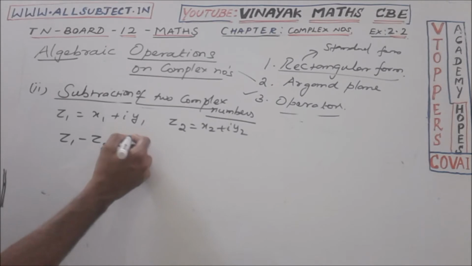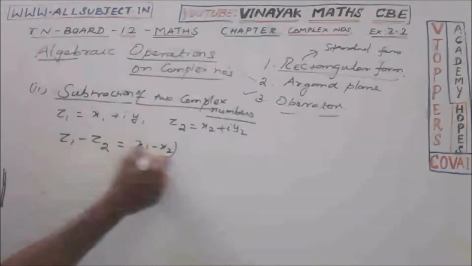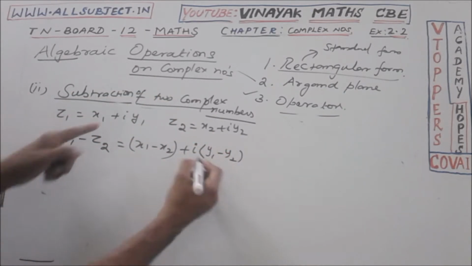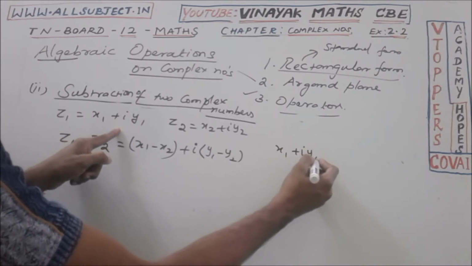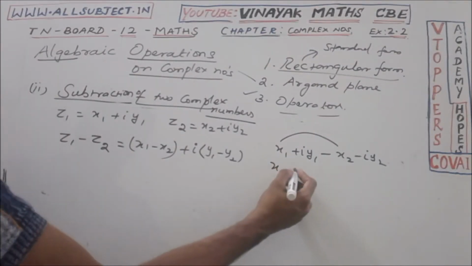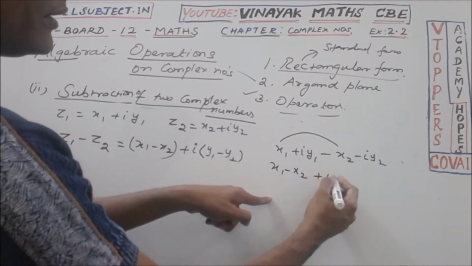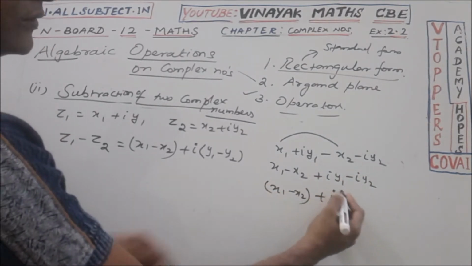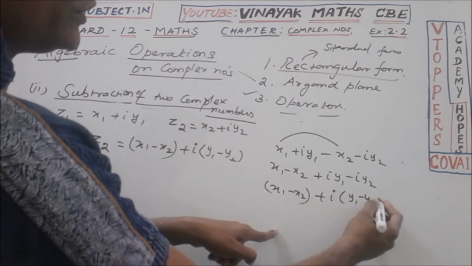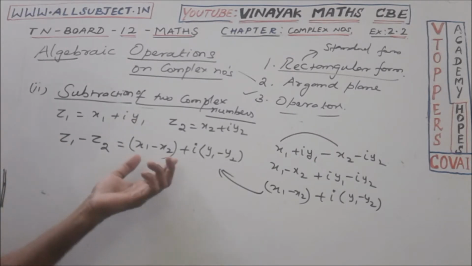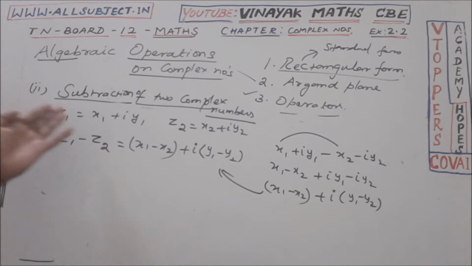That is equal to x1 minus x2 plus i into y1 minus y2. Or you can go with the formula x1 plus iy1 minus x2 minus iy2. Now grouping the real part x1 minus x2 and grouping the imaginary part plus iy1 minus iy2. So x1 minus x2 plus i into, taking out common i, y1 minus y2. Now both are equal. So subtraction of two complex numbers takes place in this way, just subtracting the corresponding real parts and corresponding imaginary parts.